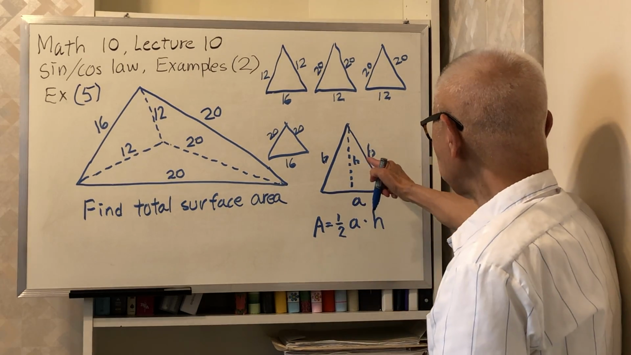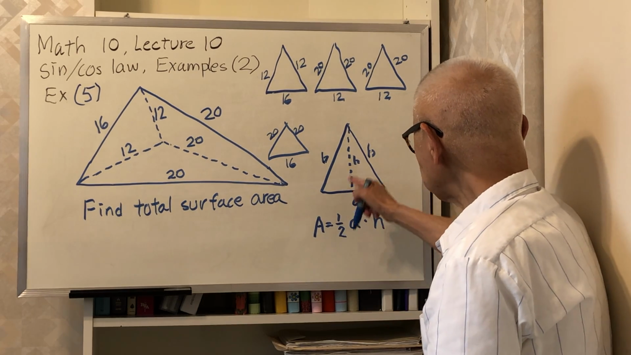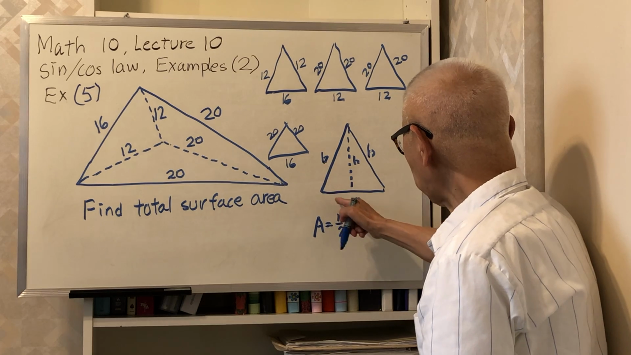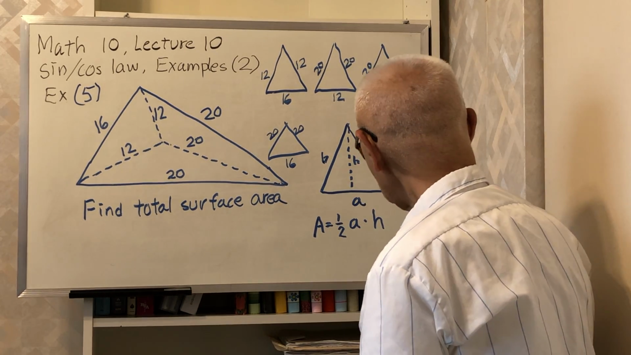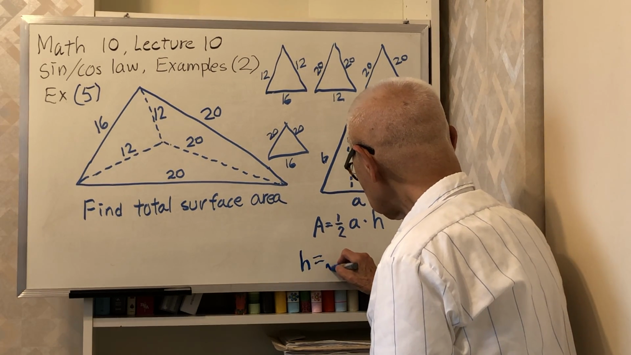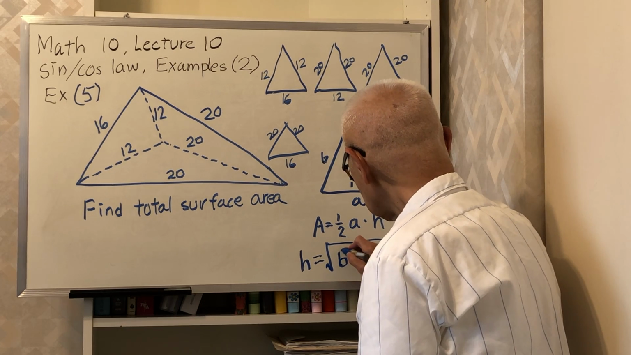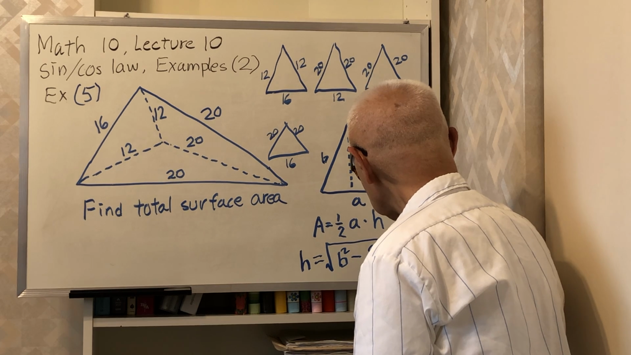So how do you find height? You find half of A, which is this, and then you do Pythagoras theorem. B squared minus this square, take square root is H. So H is the square root of B squared minus (A over 2) squared.